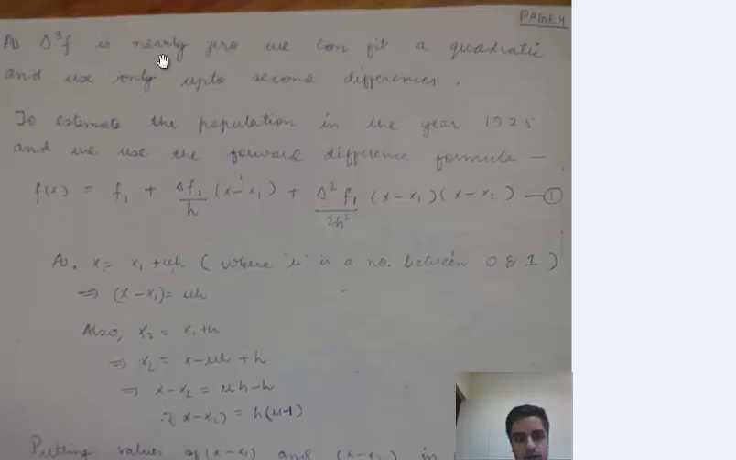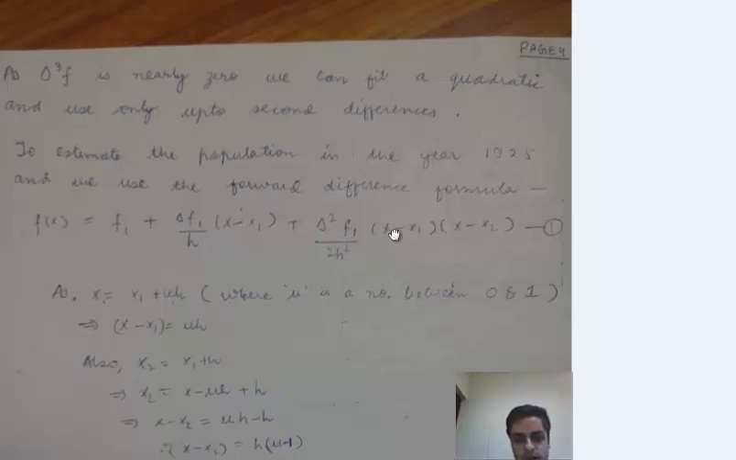As delta cube f is nearly 0, we can fit a quadratic and use only up to second differences. To estimate the population in the year 1925, we use the forward difference formula, which is f(x) is equal to f1 plus delta f1 upon h times (x minus x1) plus delta square f1 upon 2h square times (x minus x1)(x minus x2). It is our equation number 1.